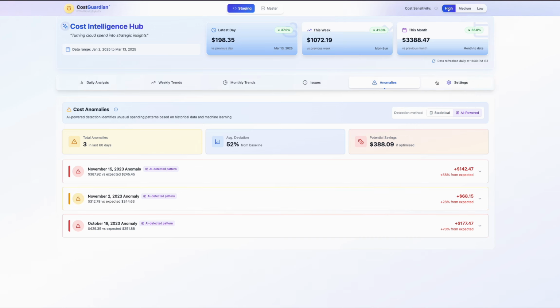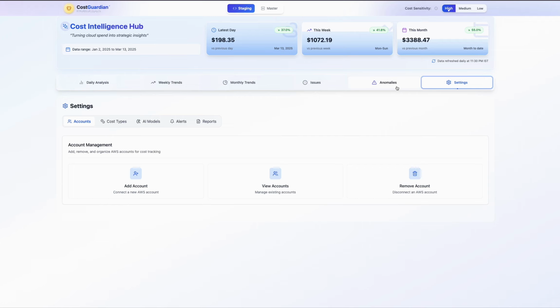Coming up to the next part, where I want to show you how easy it is to set up CostGuardian for your organization. On the account part, you can just go to the account and directly link your AWS account. It does not need any major permission. It just needs read access to your Cost Explorer. That's it. Post that, you can manage your account, change the cost type for that account, and then you can remove that account with a single button.